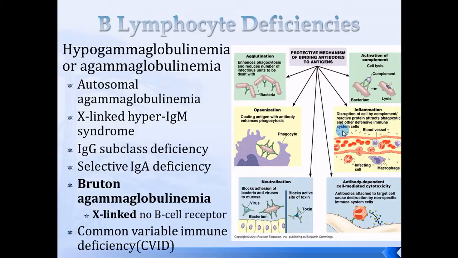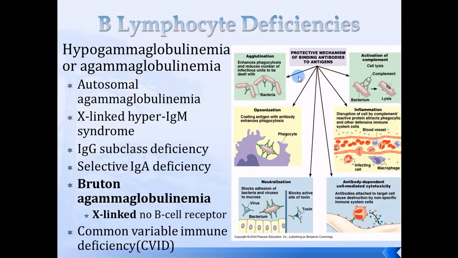So let's break these down one at a time. Remember, B's, T's, complements, phagocytes. But the B, what do B's make? What do the B lymphocytes make? They make antibodies. So when you see this, the B lymphocyte deficiencies are usually because they don't make enough of an antibody or enough antibodies in general.